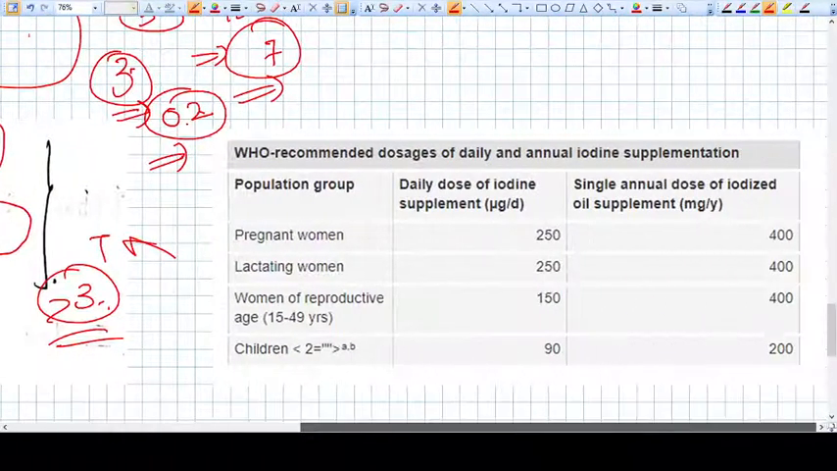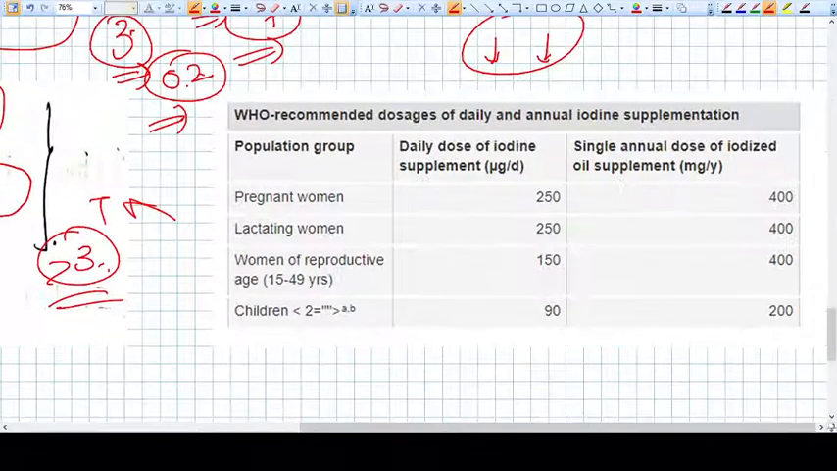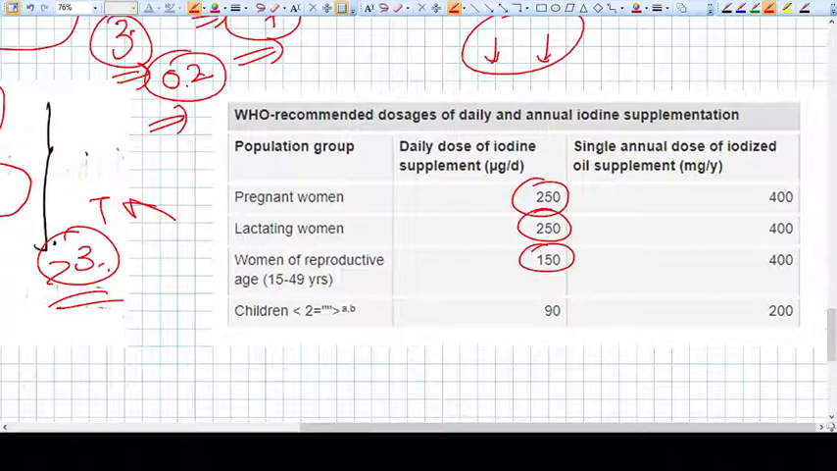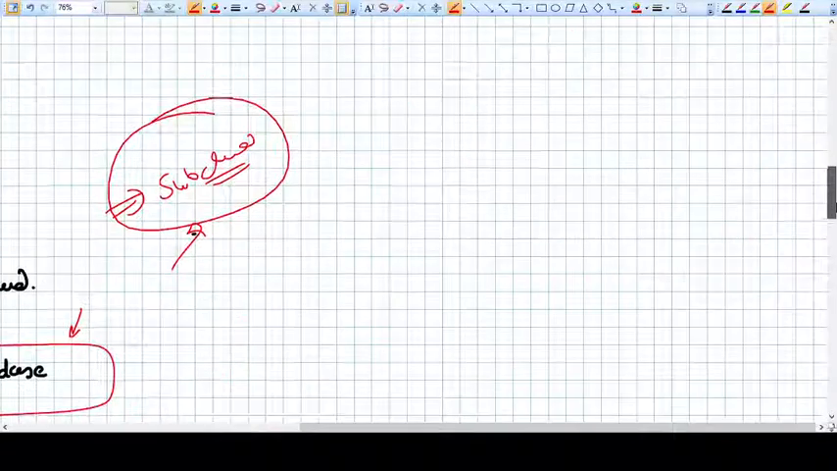Okay. Now, if you can identify the patient as iodine deficient, then you can give iodine supplements. For example, a pregnant woman needs 250 microgram of iodine per day. The lactating woman also needs 250 microgram of iodine. So have this understanding of how iodine supplements can be given.